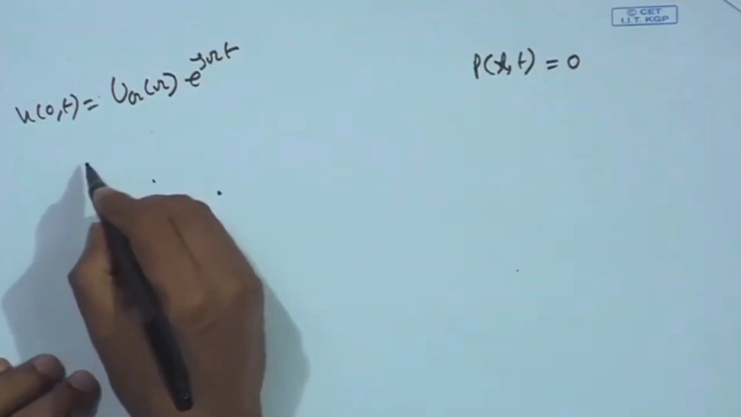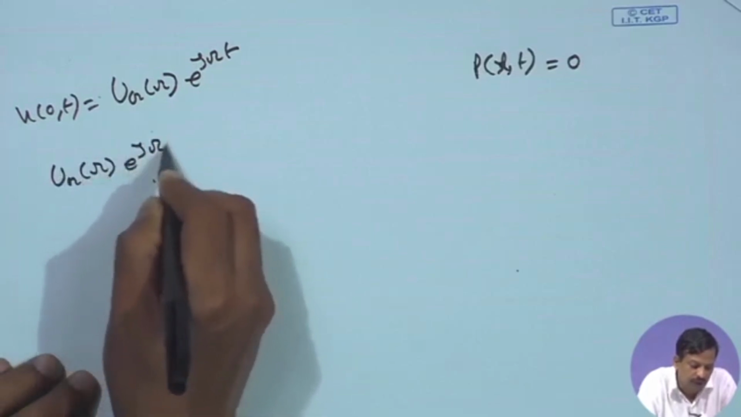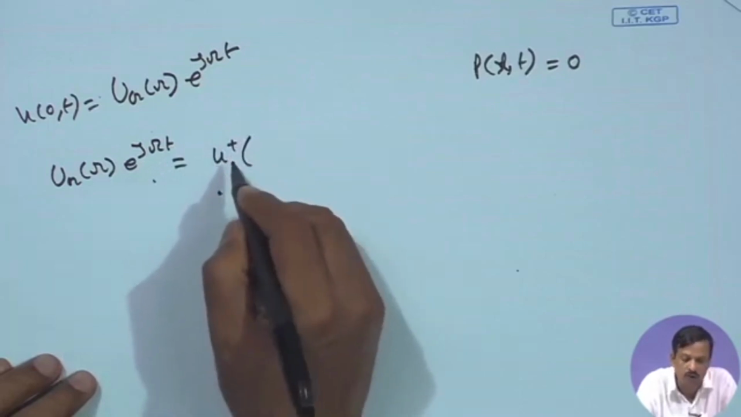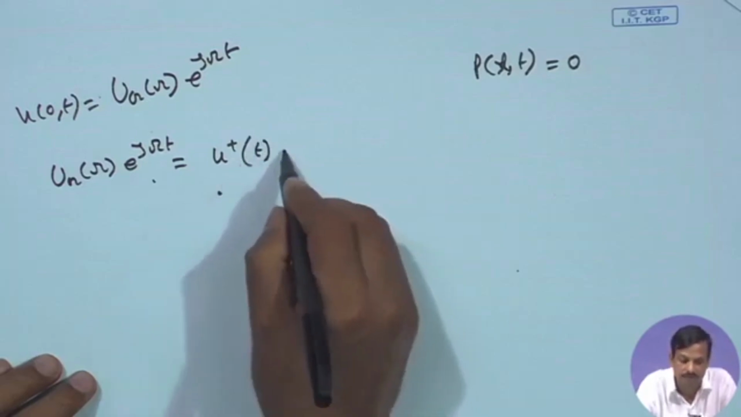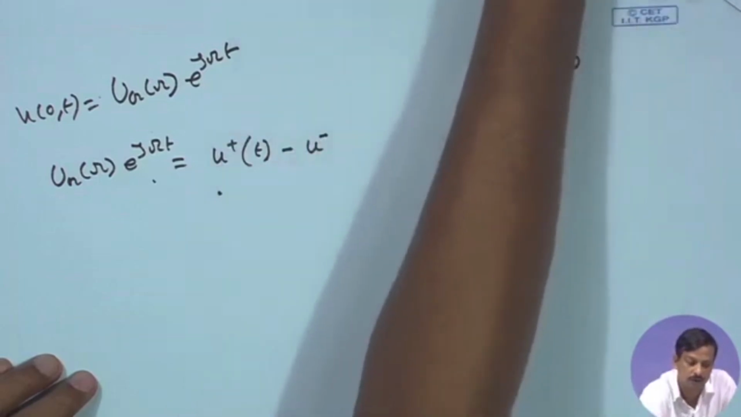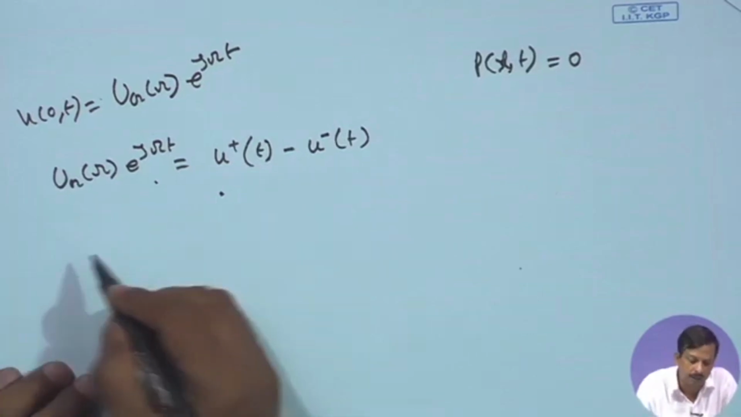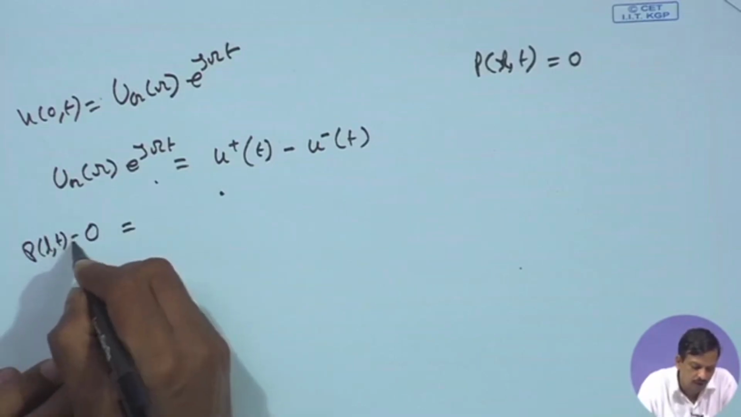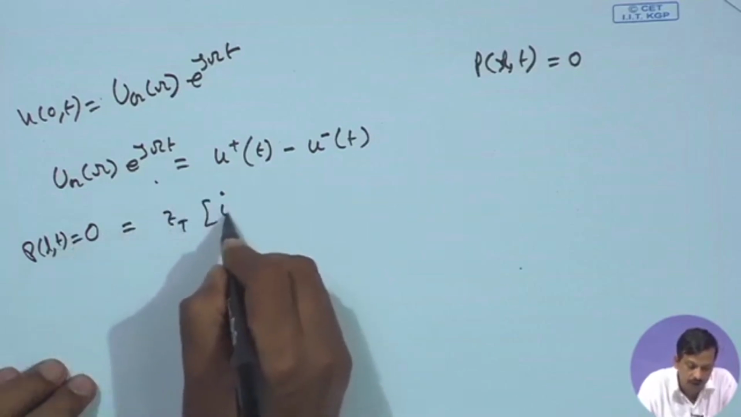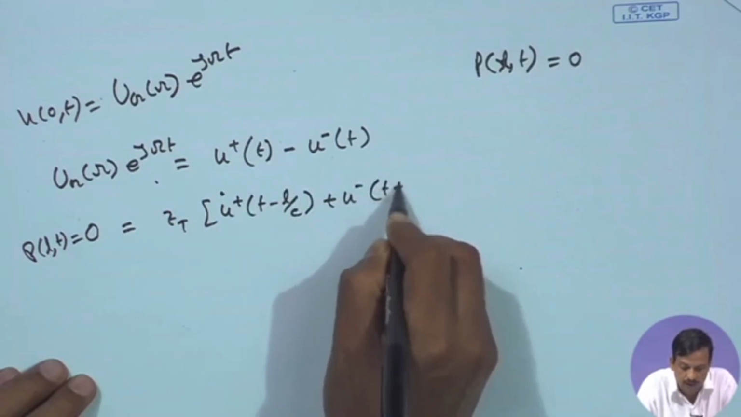So, if I put p(L,t), so what is u(0,t)? u(0,t) is U g of omega e to the power j omega t, equal to u plus (t) minus u minus (t), at x equal to 0. So, I can say u plus (t) minus u minus (t), and if it is p(L,t), then p(L,t) is equal to 0. So, I can say Z d into u plus (t minus L by c) plus u minus (t plus L by c).